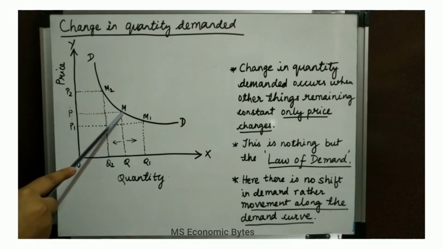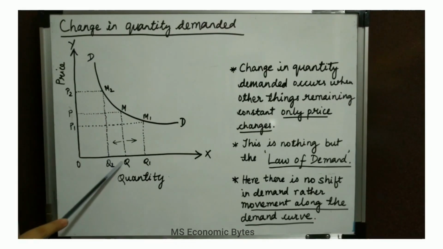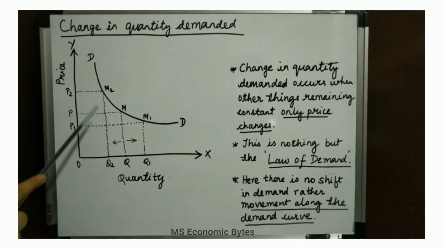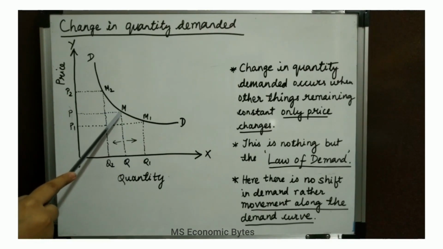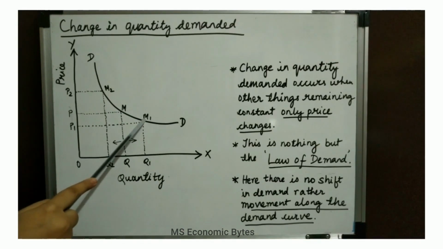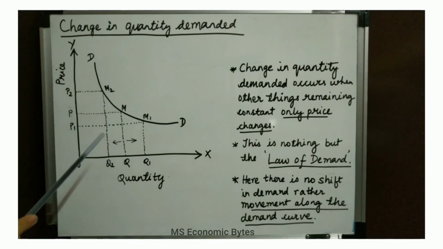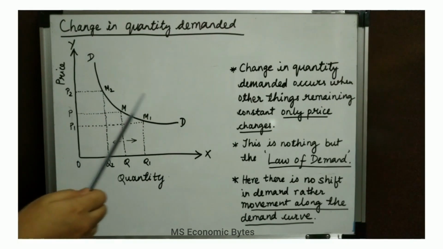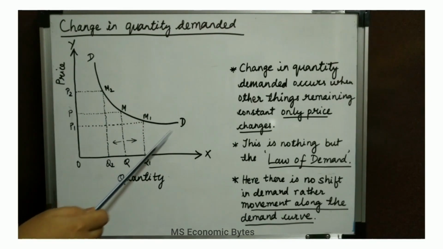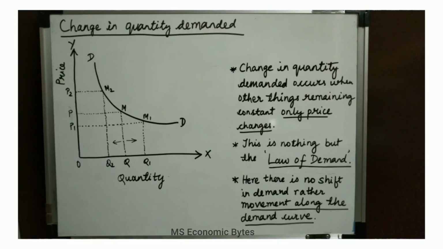So there is movement from M to M2. And similarly, when let's say the price falls from P to P1, the quantity demanded increases from Q to Q1, which then leads to the shift in the position from M to M1. That means there is movement along the demand curve. Rather than the demand curve shifting to right or left, there is movement along the demand curve. So this is change in quantity demanded.